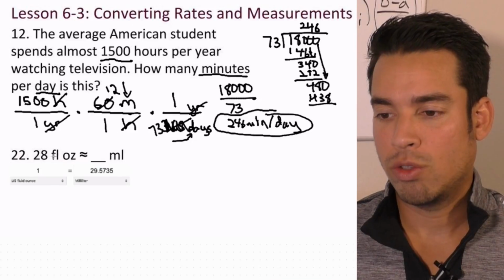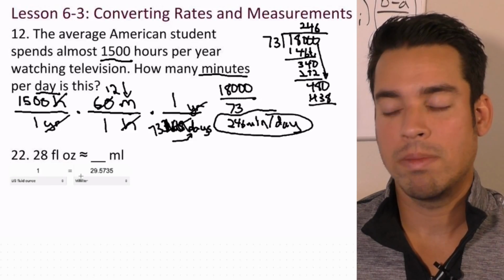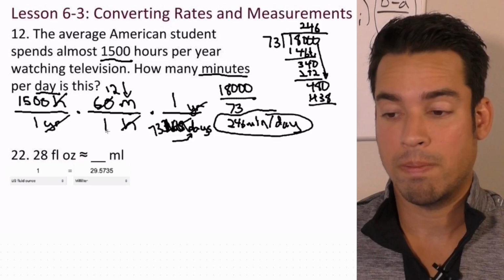Now let's look at number 22. 28 fluid ounces equals how many milliliters? This is a shorter one, quicker step.